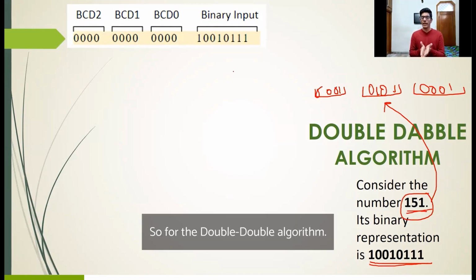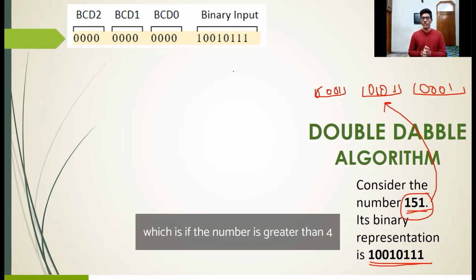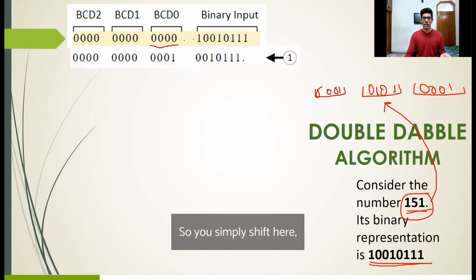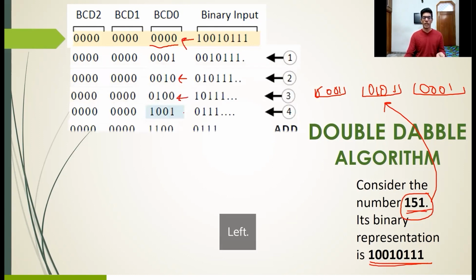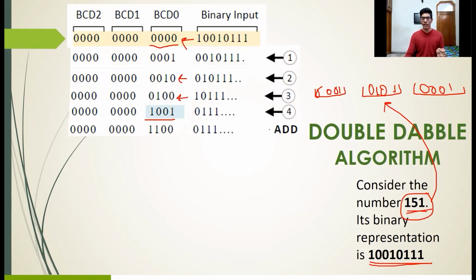So for the double dabble algorithm, I'll just give you one statement which will solve the entire thing for you, which is if the number is greater than 4, you add 3 and shift, otherwise you shift, right? So now the number is 0. So you simply shift. Here we have shifted. Again, the number is 1. You simply shift. Again, we simply shift. Now the number has become 9. So what we do is we add 3. We add, what do we add? 3, 0, 1, 1.